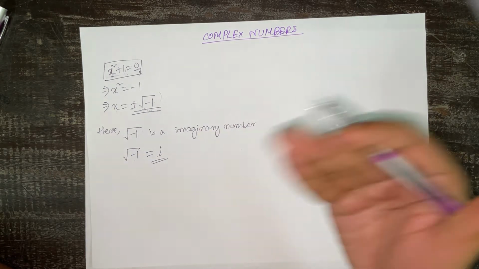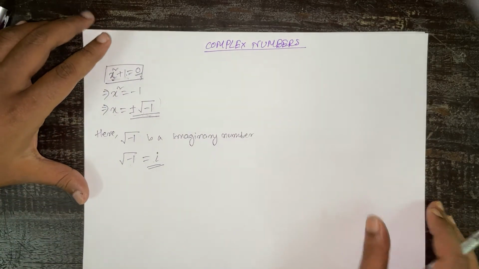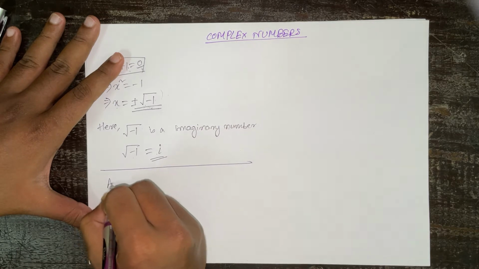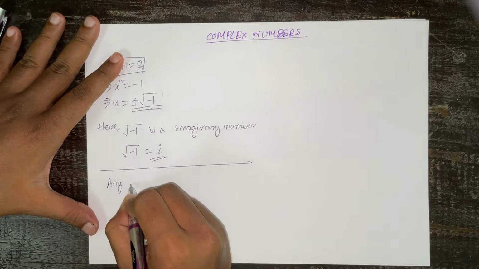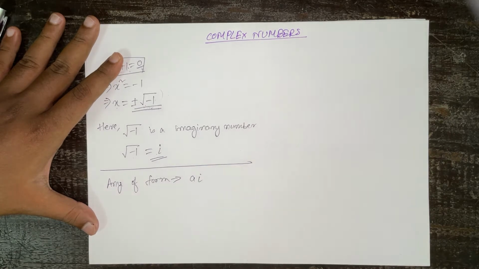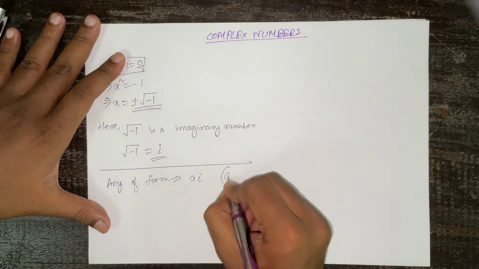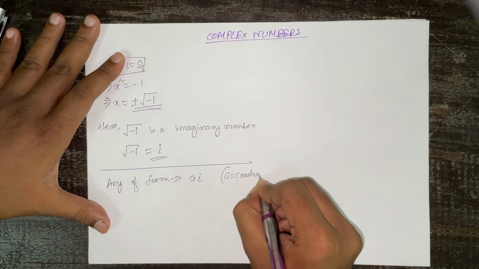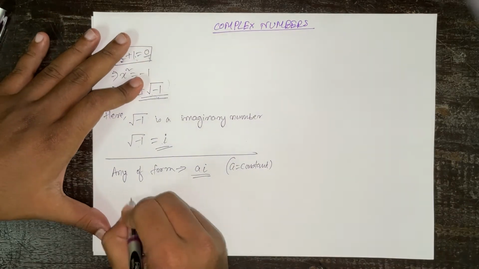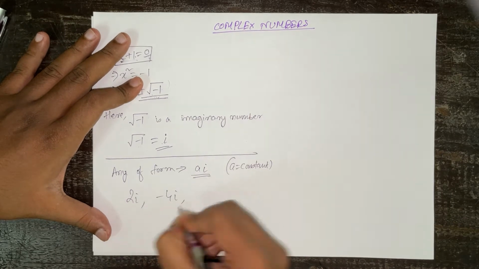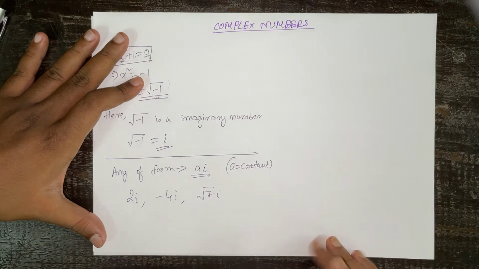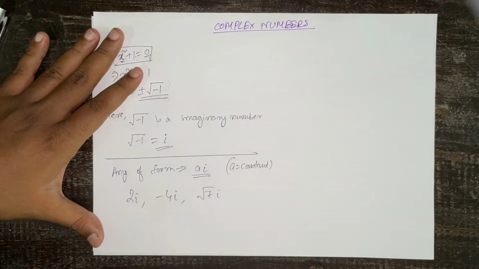So what is a pure imaginary number? Any number of the form ai, where a is a constant, is a pure imaginary number. For example, I write 2i or minus 4i or root 7 i. These numbers are purely imaginary.